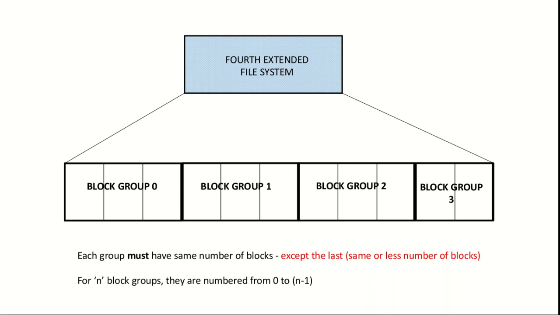The fourth extended file system has baptized these groups as block groups. Each block group is identified by a number. This numbering begins from 0. So for n block groups, the numbering would be from 0 to n-1. Here we have 4 block groups numbered from 0 to 3.